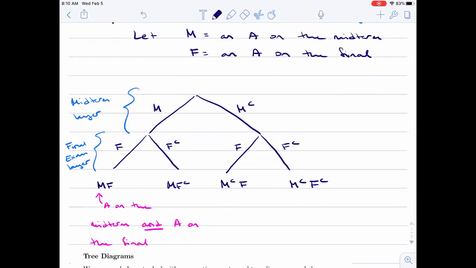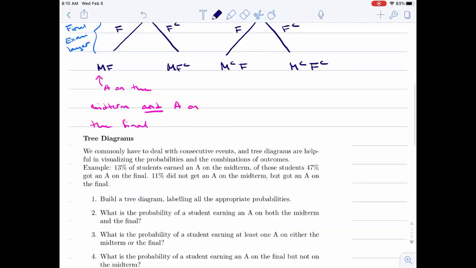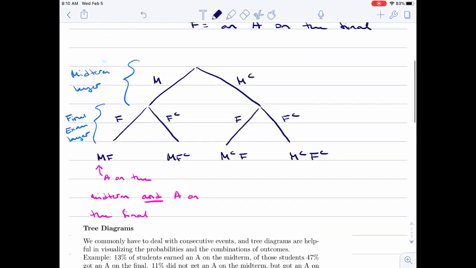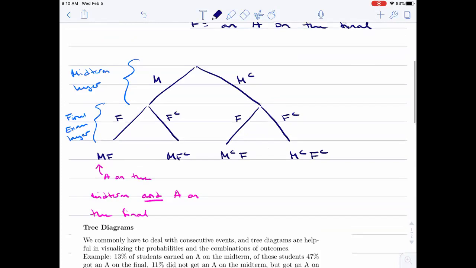First, we have to write a midterm. There's only two ways that we can go if we're just talking about getting an A or not getting an A, right? And we know the probability of getting an A on the midterm is 13%, right? And so the probability with that first branch with the M is going to be 0.13, right? 13%, but when we're doing math with probabilities, we have to use the decimal notation. Okay? And so we're going to use 0.13.